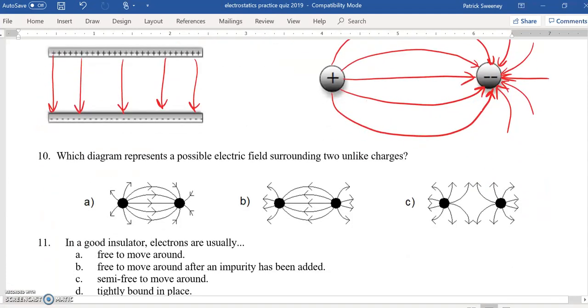Electric field surrounding two unlike charges, that's going to be picture A. They're going towards each other.